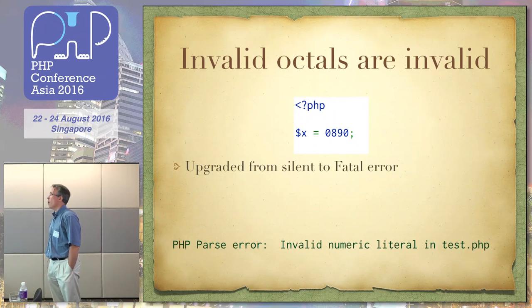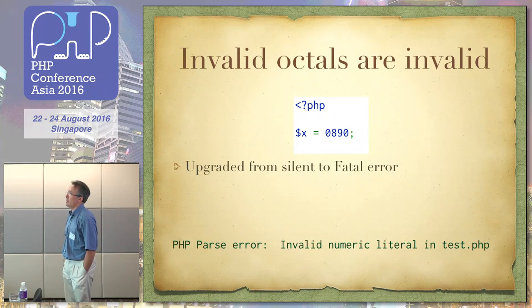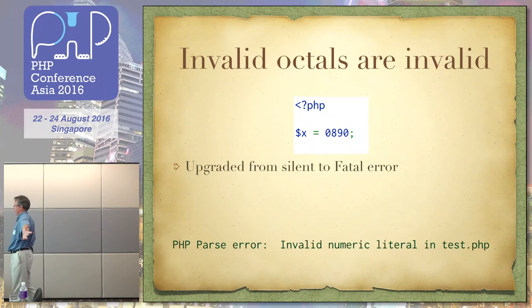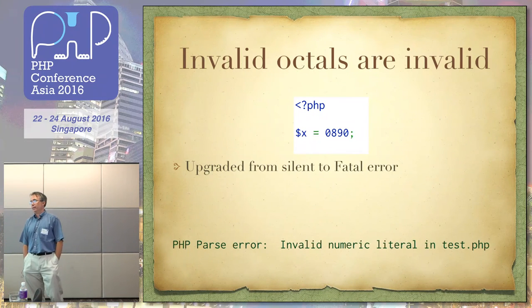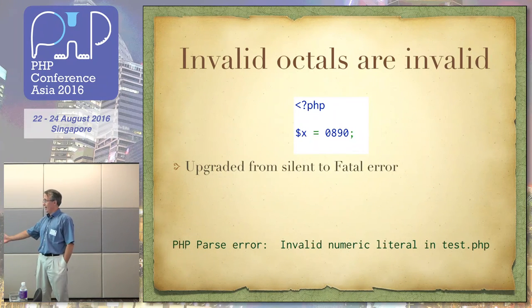Testing? No. No testing. Come on, that's an easy one. It's written there. How do you spot errors with octals? Linting. It's a fatal error. You lint with PHP 7, that will tell you all the problems of octals you have. Okay? That's an easy one.